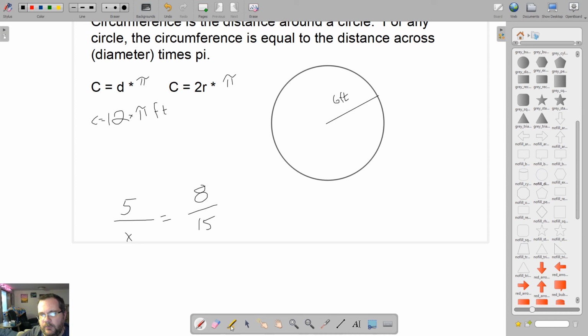To solve this, you're going to cross multiply. I know some of you have done the cross multiplication as these butterfly wings, which is totally fine. So if I do 5 times 15 on one side, that's 75. And if I do 8 times x on the other, that's 8x. Then divide both sides by 8. And then x is equal to 9 3/8, or 9.375. And then that's it.